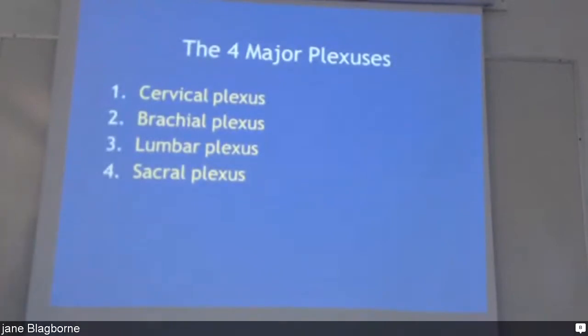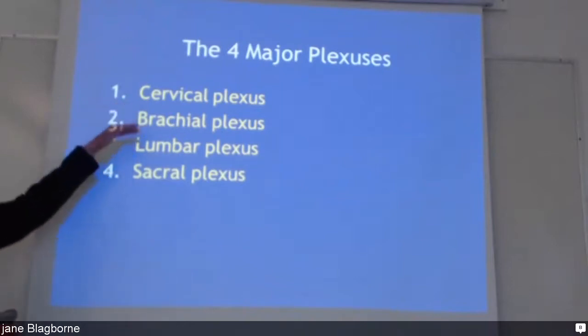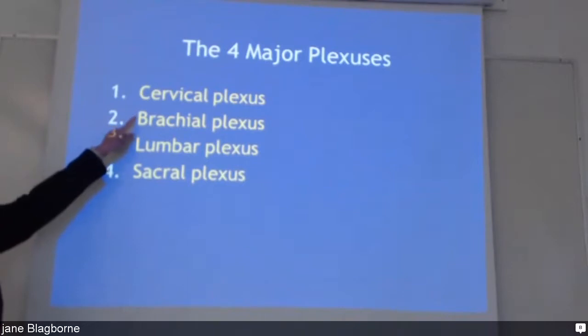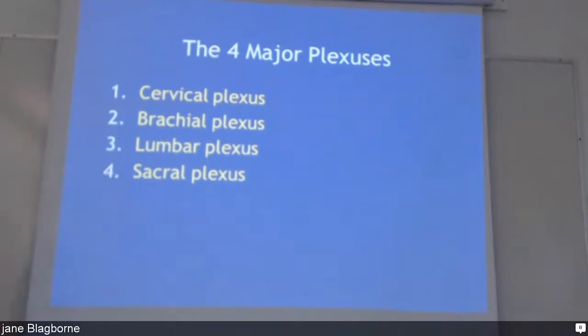So the four major nerve plexuses are the cervical, brachial, lumbar, and sacral. And you can kind of figure out where they are just by the name. So the cervical has to be up in this area. The brachial plexus is over in the shoulder area. And the lumbar and sacral. So it's easy to figure out where they are.